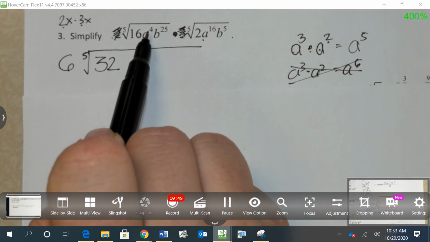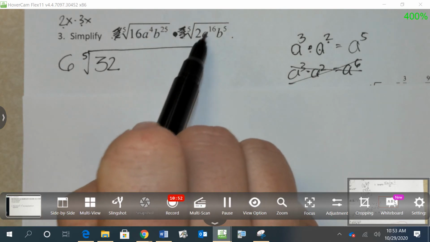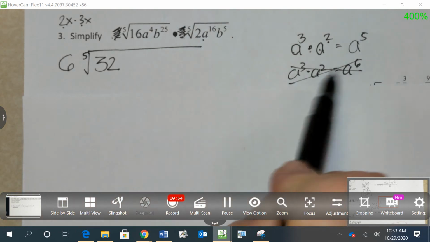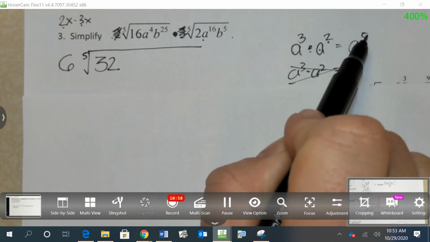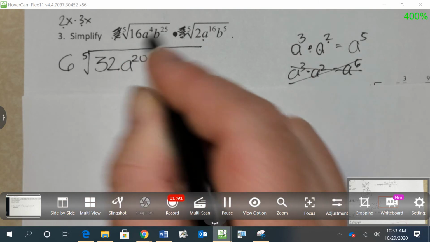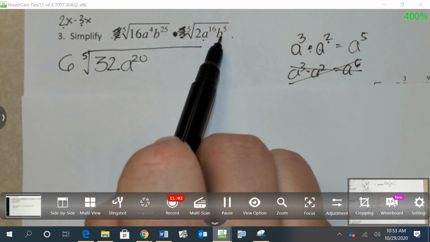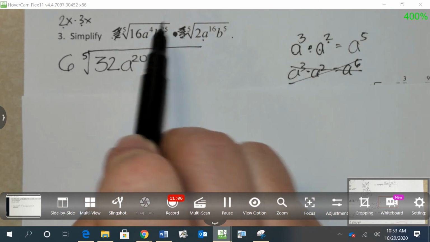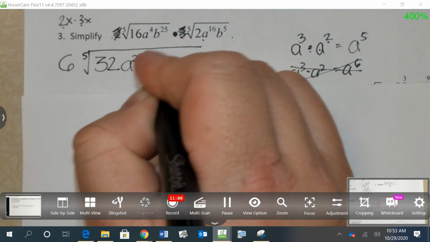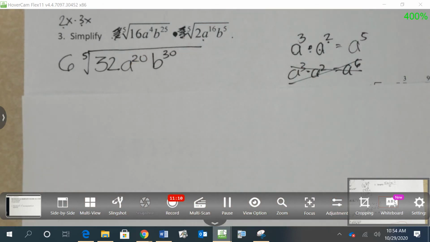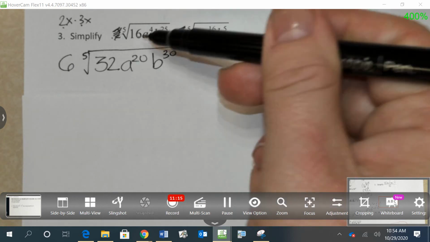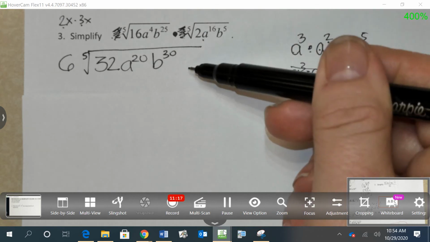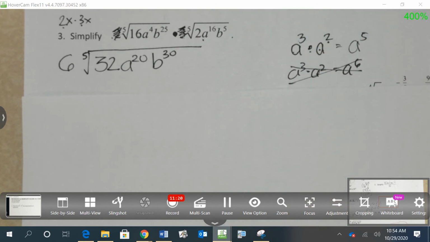So here I have a to the 4th, and here I have a to the 16th that I'm multiplying, same as over here. So 4 plus 16 is 20. Same thing, same base, and we're multiplying. 25 plus 5 is 30. So step 1 is I have taken the original expression, which is a radical expression, and I just rewrote it.